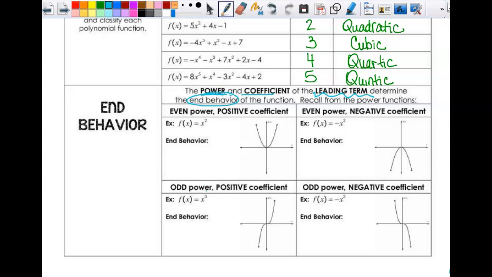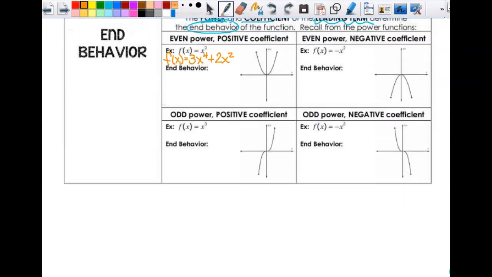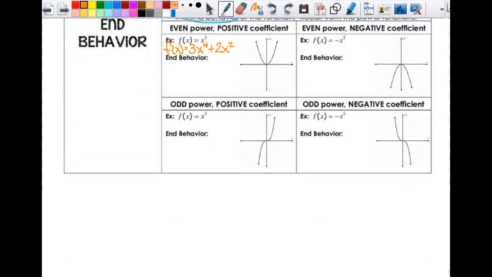We're going to start talking about middle behavior here, but we don't really care about the middle behavior right now. That will look different, but the end behavior will still be the same. So if I have a function like f of x equals 3x to the 4th plus 2x squared, right now I do not expect you to know what that graph looks like, but what you do know is the end behavior.